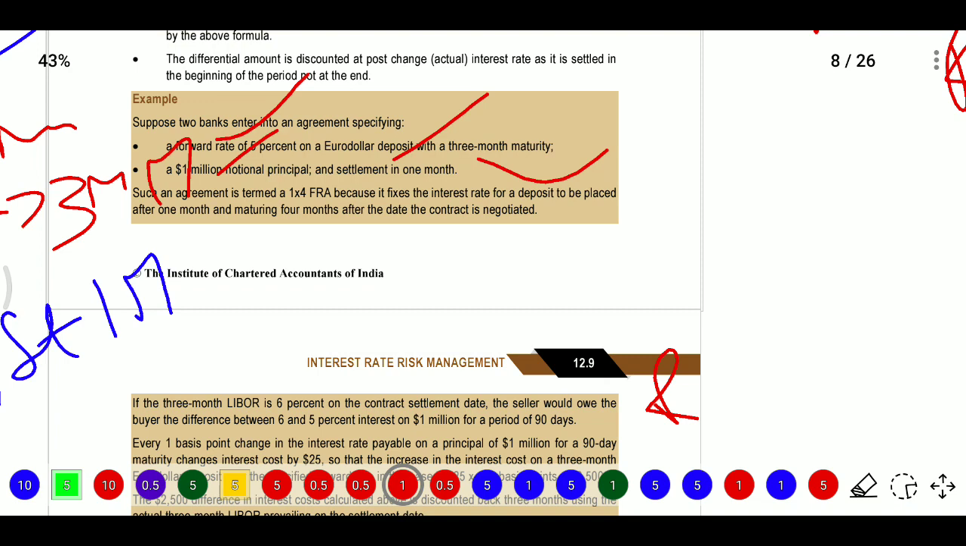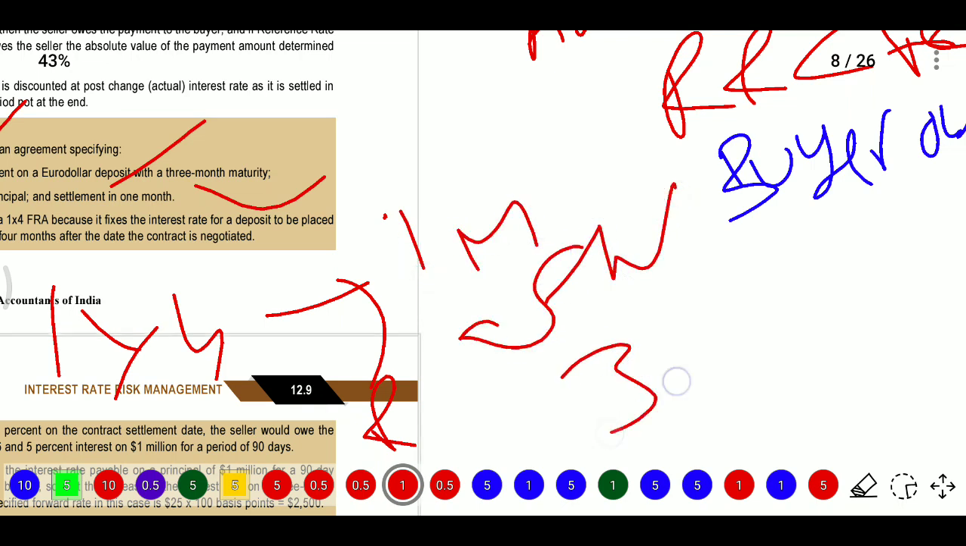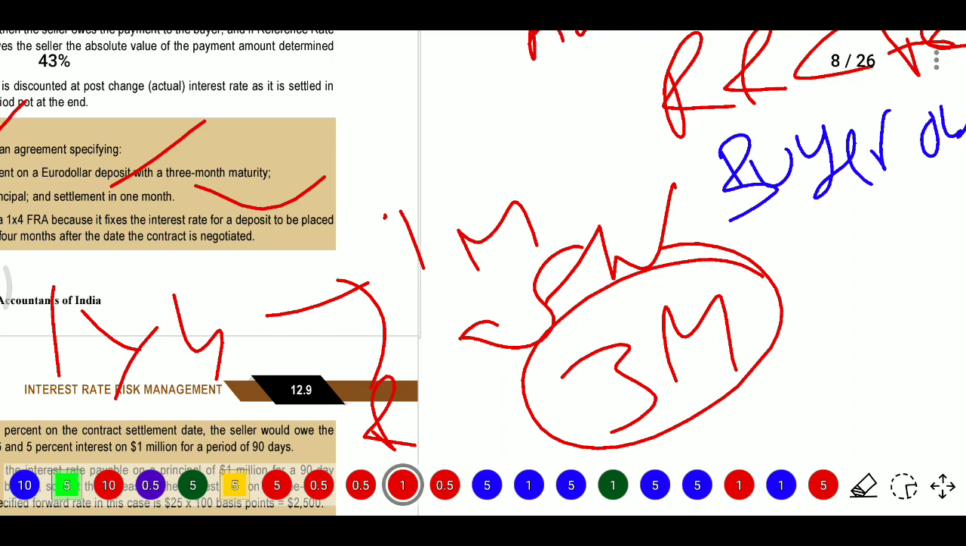1 cross 4. So 1 cross 4 means 1 month after, for a 3 months loan. It fixes the interest rate for a deposit to be placed after 1 month and maturing 4 months after the date of contract negotiation. So 1 cross 4 means that the contract period will be 3 months, and it will be entered after 1 month.